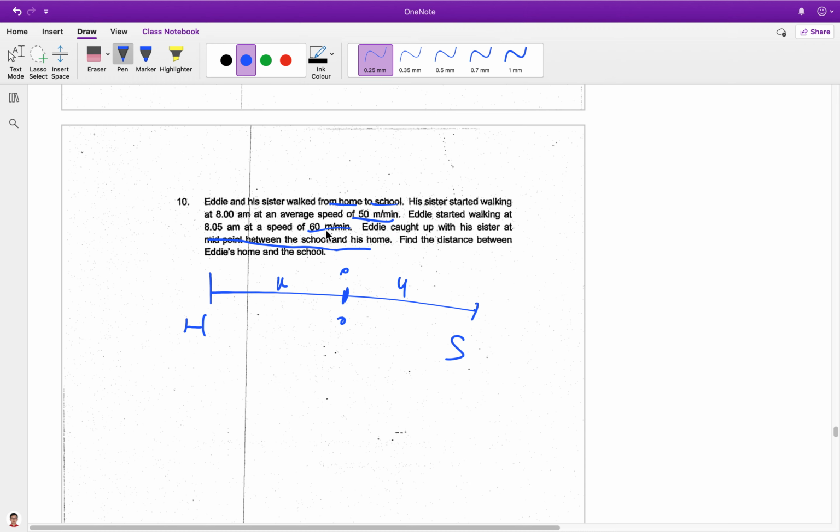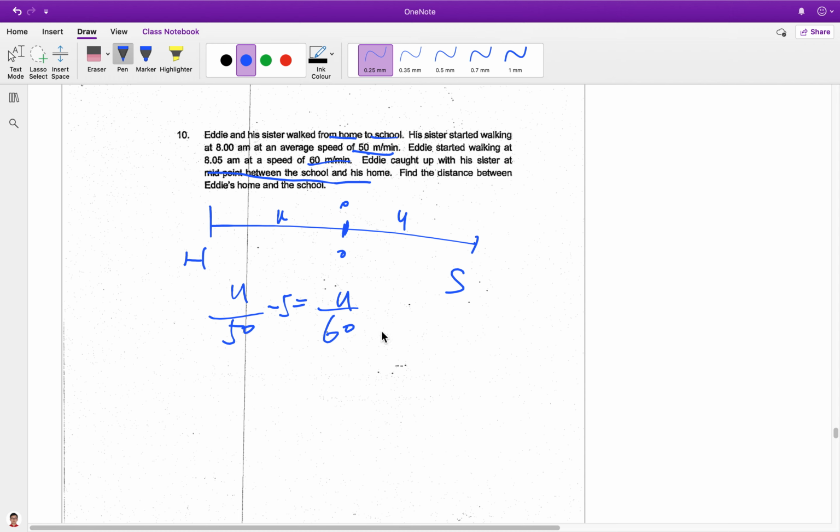Then we can calculate the time his sister walked. Well, u divided by 50, right? This is the amount of time that his sister walked. Now how about Eddie? He walked at u divided by 60, right? We know that Eddie used 5 minutes less than his sister, right? So his sister's time minus 5 is equal to Eddie's time, right?